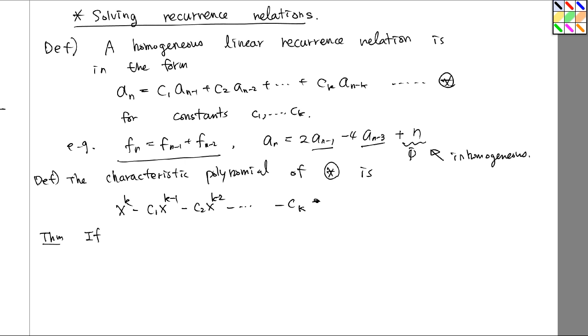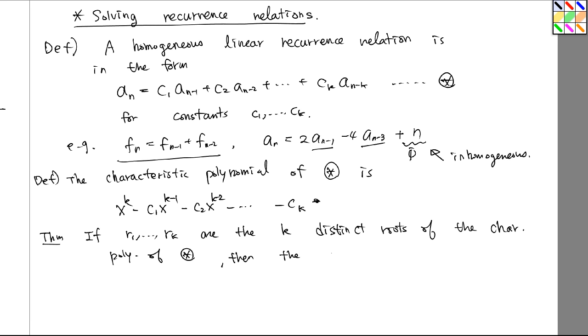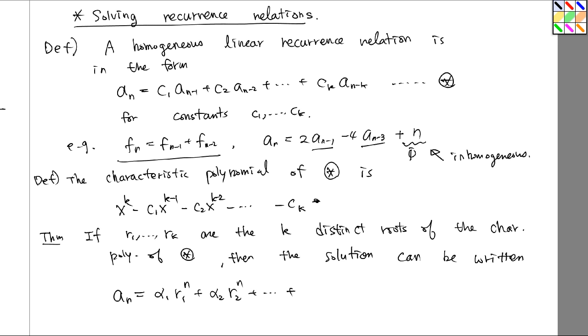if the characteristic polynomial of the homogeneous recurrence relation has k distinct roots, r1 to rk, then the solution can be written as a_n equals alpha 1 r1 to the n plus alpha 2 r2 to the n plus dot dot dot plus alpha k rk to the n, for some constants alpha 1 dot dot dot alpha k.